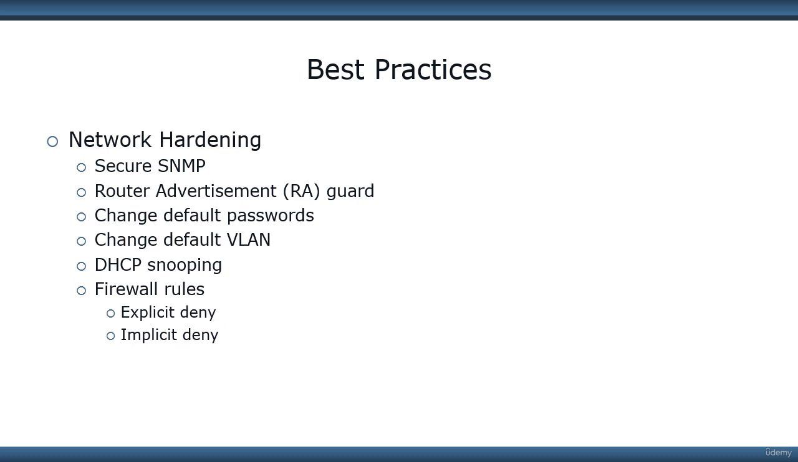DHCP snooping is a security feature that acts like a firewall between untrusted hosts and a trusted DHCP server. So it will essentially validate the messages received from an untrusted source. It's going to filter out invalid messages. It'll have rate limits from trusted and untrusted sources, and it can build a special database which contains information about untrusted hosts that have leased IP addresses.